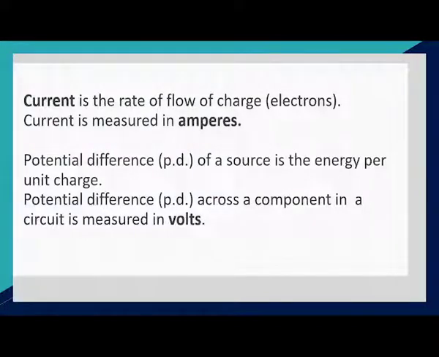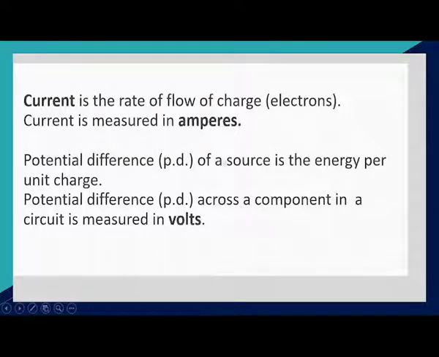Current, we said, is electricity that moves, or the rate of flow of charge. Those are the electrons. Remember that electrons are the ones that move, not positive charges, because positive charges are held inside the material, somewhere in between. So whenever you're talking of moving charges, the charges that are moving are the negative electrons. The unit in which current is measured is amperes.